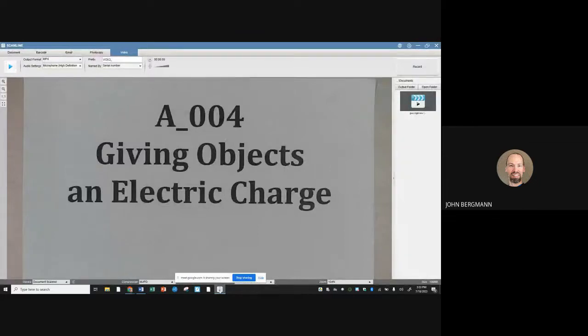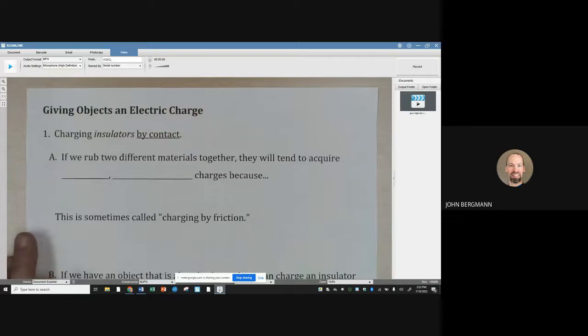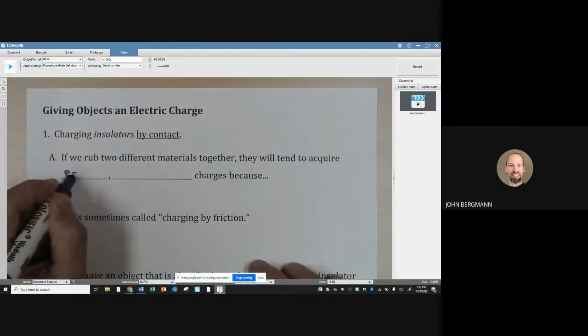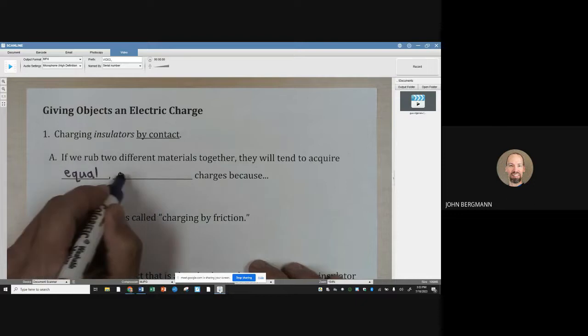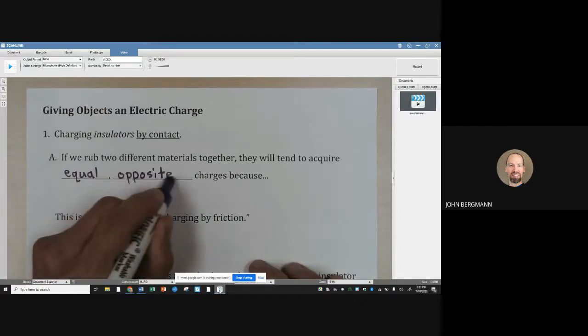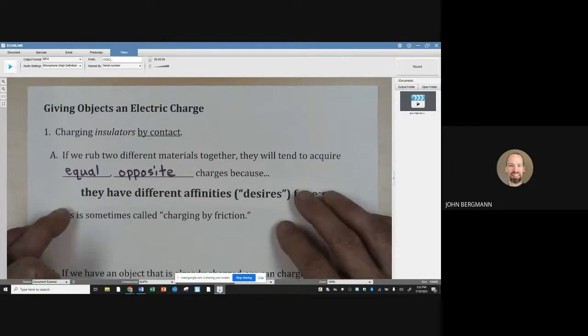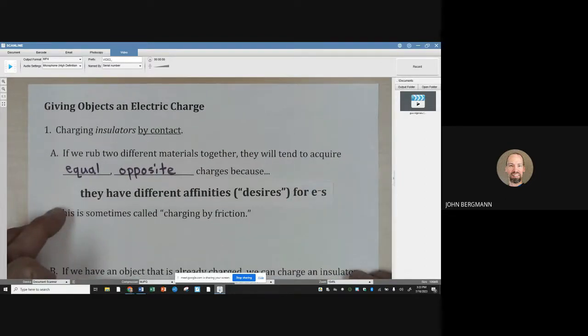This video is on giving objects an electric charge. First, let's talk about charging insulators by contact. If we rub two different materials together, they will tend to acquire equal and opposite charges. And the reason for that is that these different materials have different affinities, or we might say desires, for electrons.